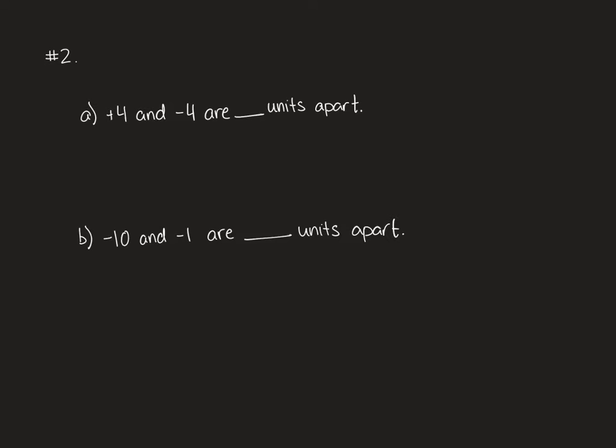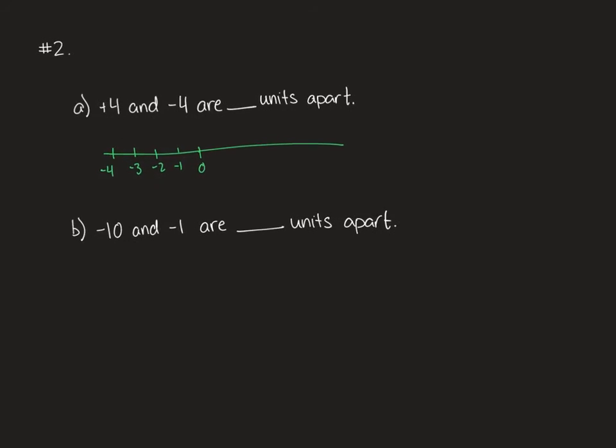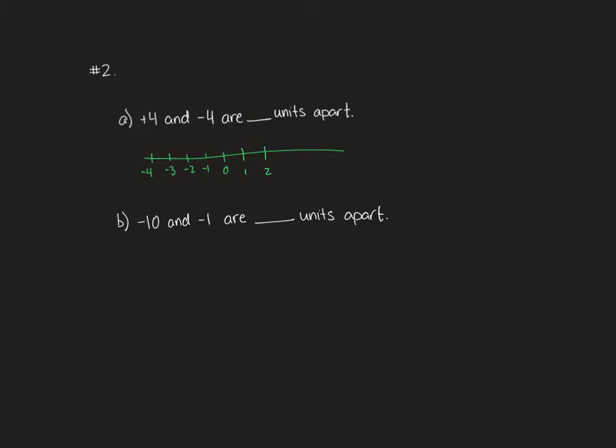Question number 2 will also have a part A and B, and once again, if you'd like to draw a number line on another piece of paper, that's totally fine. So they ask you to tell the distance between two whole numbers. So we have +4 and -4 are blank units apart in the first question. So your smaller number is -4, and we'll work our way up to +4. So we've got -3, -2, -1, 0, 1, 2, 3, 4, and that is 1, 2, 3, 4, 5, 6, 7, 8 units apart.